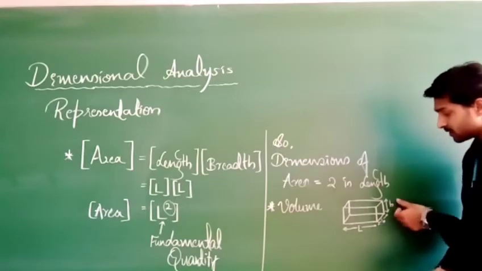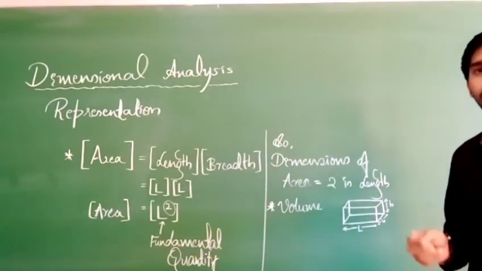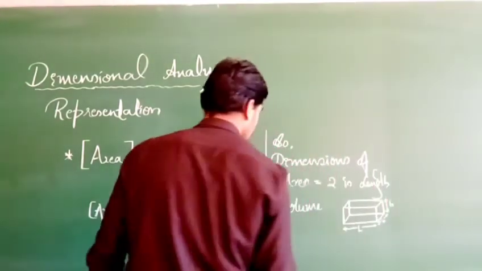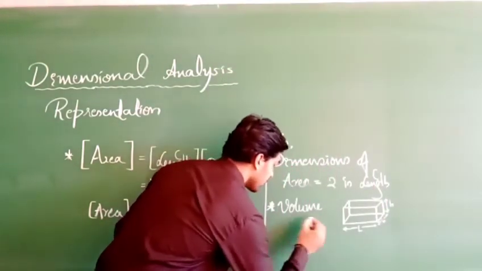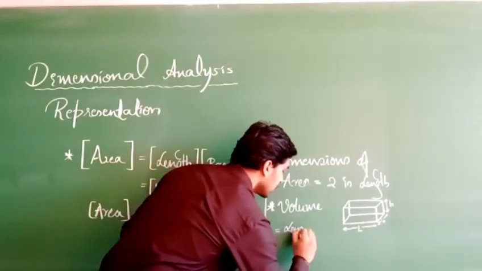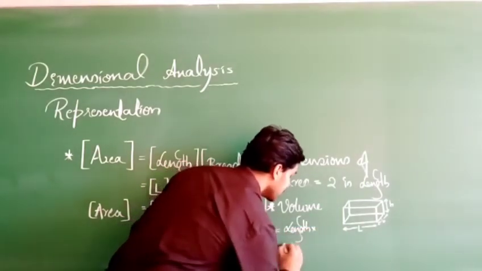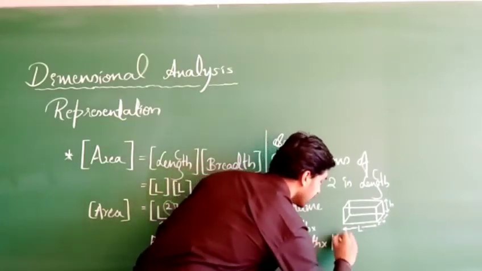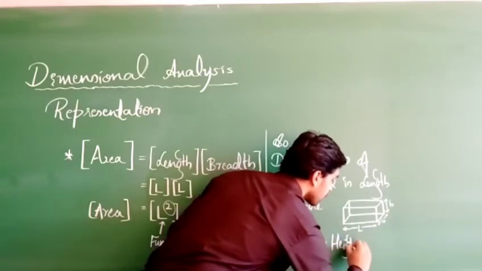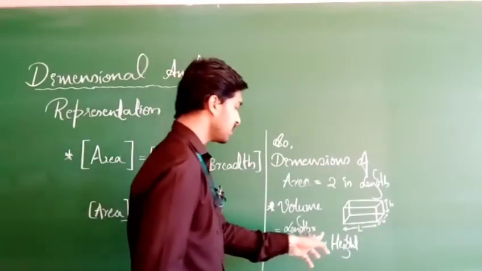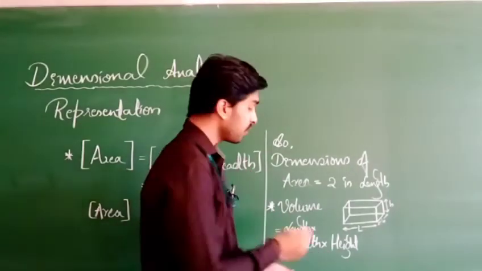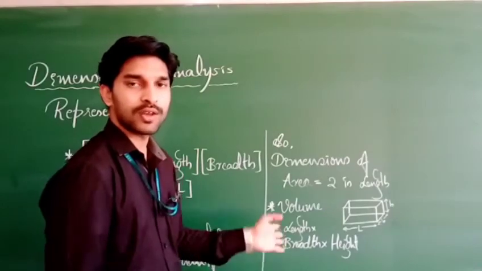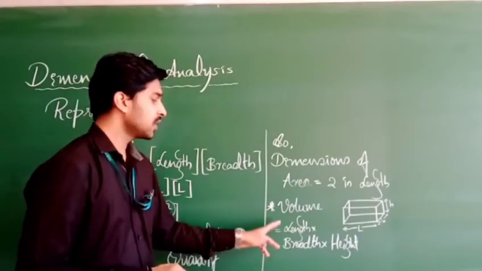So length into breadth into height means, if you want to write the dimensional formula for volume, what can you write? Yes, can anyone tell me? So volume of this rectangular box is equal to length into breadth into height, correct? So length into breadth into height. So now we are going to write the dimensional formula for volume. From this formula we are going to write the dimensional formula for this volume.